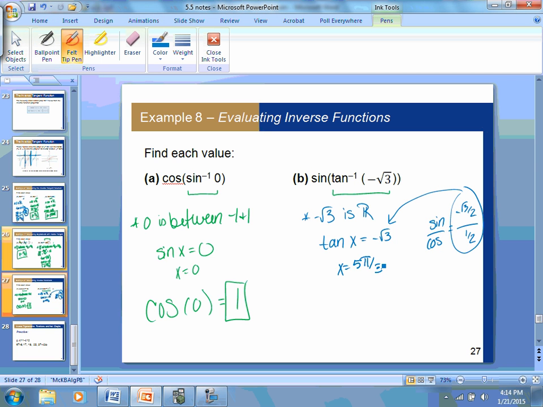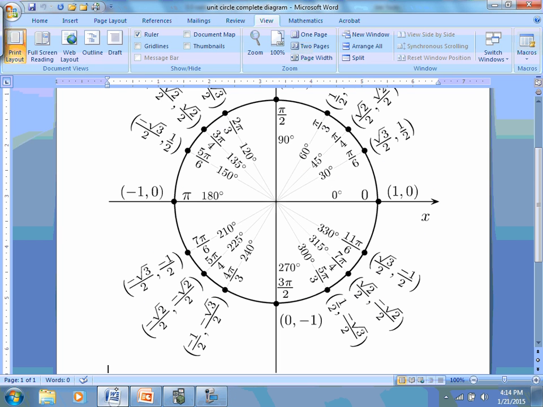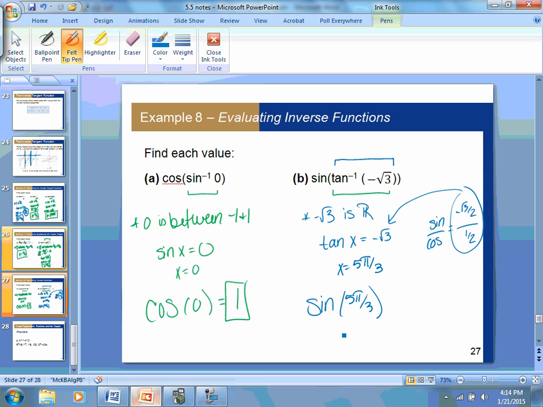So again, all I've done is this first step. I've just simplified the stuff that was in parentheses here. Now I have to take the sine of it. So now I need the sine of 5 pi over 3. Oh, well then I just go to my unit circle. I find 5 pi over 3, and I look at my ordered pair, and the sine value is negative square root 3 over 2.